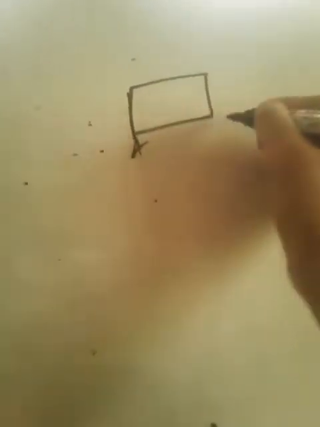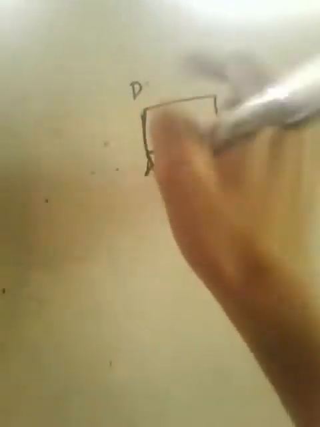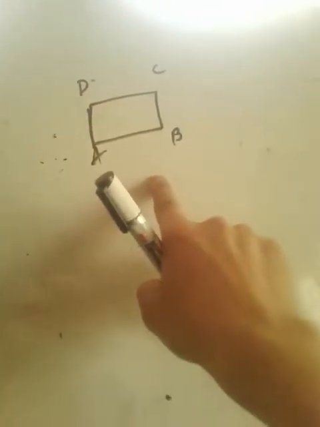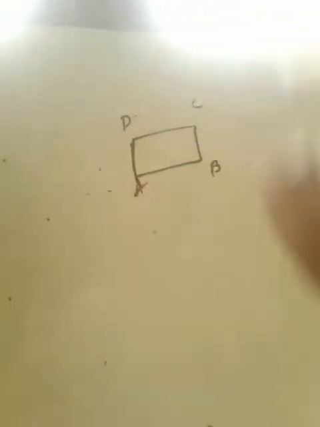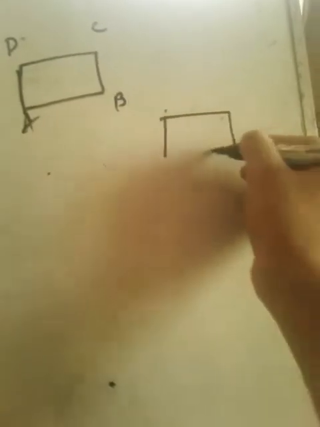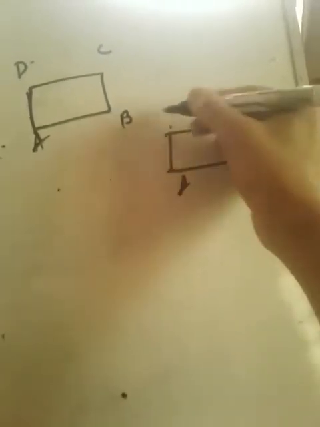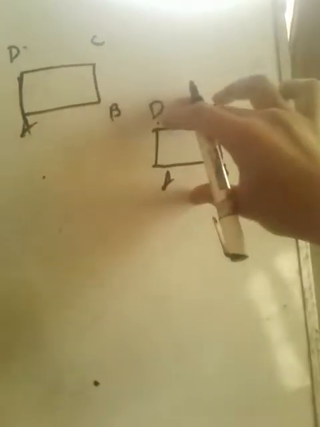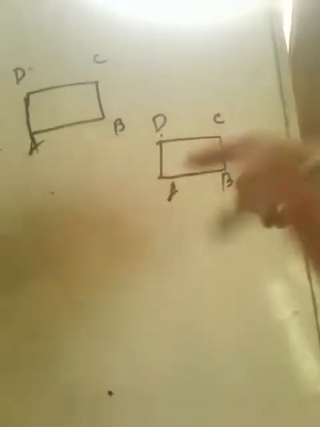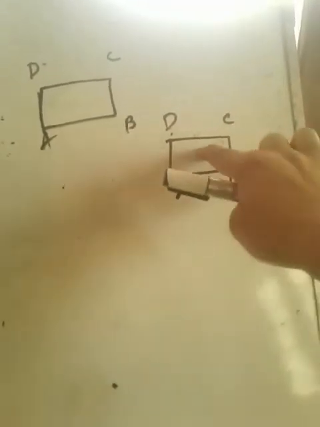In the first case we were given that if ABCD is a parallelogram, then its opposite sides are equal. AB is equal to CD, AD is equal to BC. Now in this theorem we have a quadrilateral, not a parallelogram, and these sides have been given, and we are given that these sides are equal. Now we have to show that this is a parallelogram.